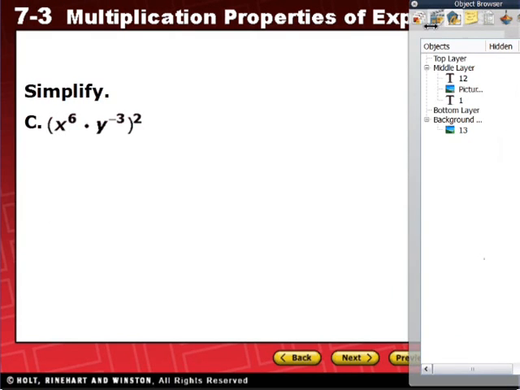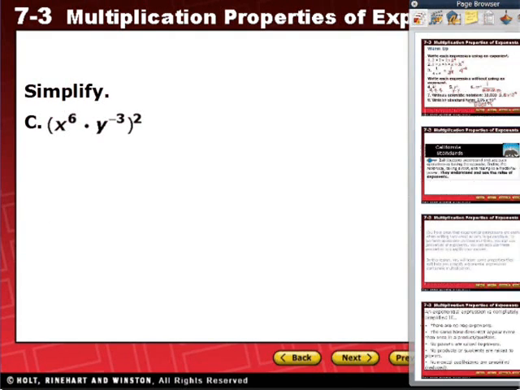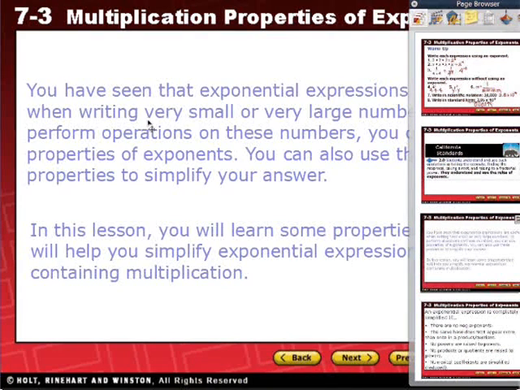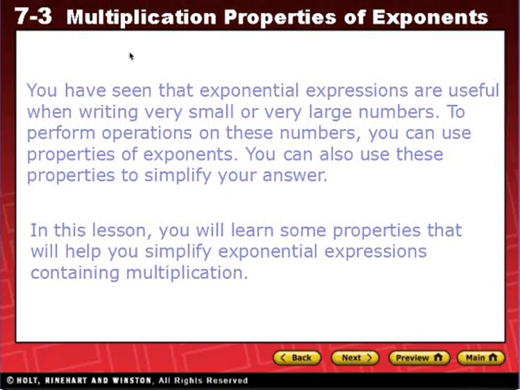Multiplication properties of exponents. Let's get it back to the very beginning of the lesson. And you don't need to write anything down from this page. You do need to make sure you have your Know It notebook page 97 and 98 ready to go. So we know that exponential expressions are useful for writing very small or very large numbers, and to perform operations on these numbers you can use those properties of exponents you learned last year. So it should be a review, and we're going to run through 3 different properties today for multiplying exponents, problems with exponents. Tomorrow we'll work on division.